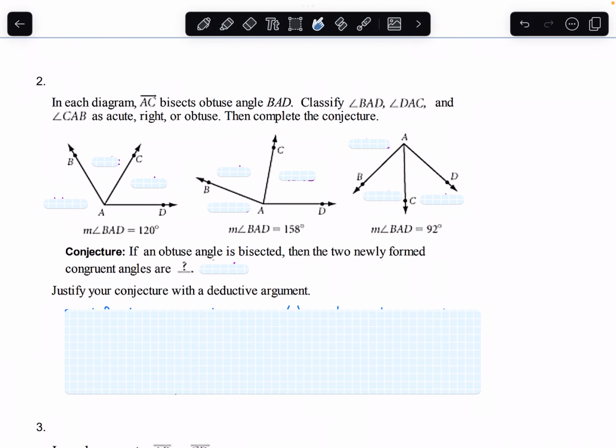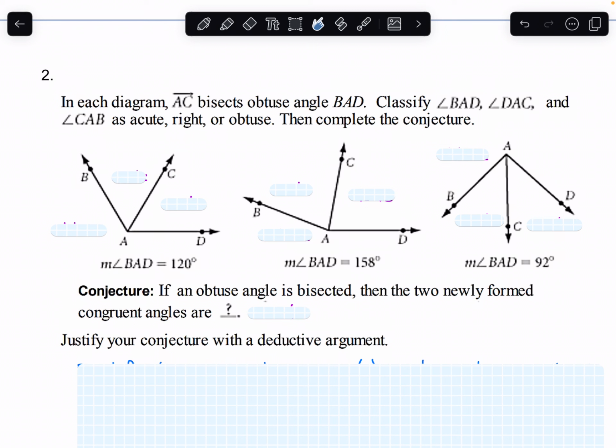Here is example 2. Once again, go ahead and read through this problem, pause the video, try it yourself, write out your own deductive argument to back up your conjecture, and then come back and check your answer. Welcome back. Let's compare our answers.